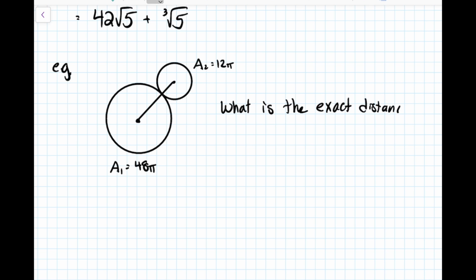So that's something you're going to see a lot in this chapter, the word exact, which just means I want you to leave it as a root. I don't want you doing decimals. And again, you're probably not going to be allowed a calculator, so doing decimals would be pretty hard anyways.